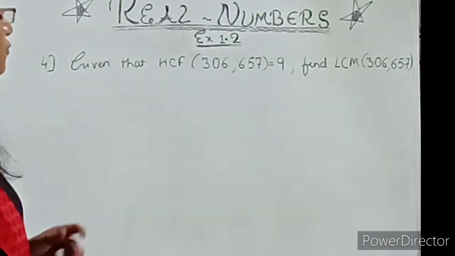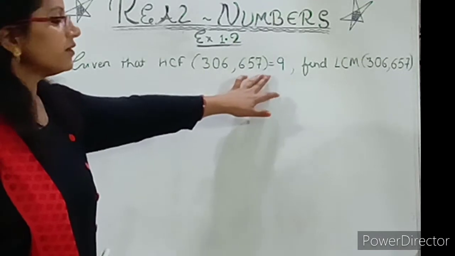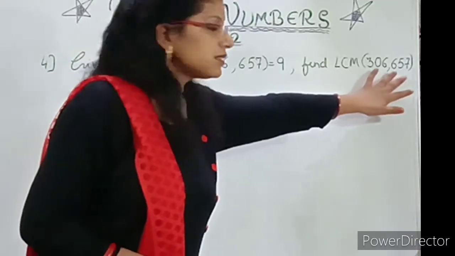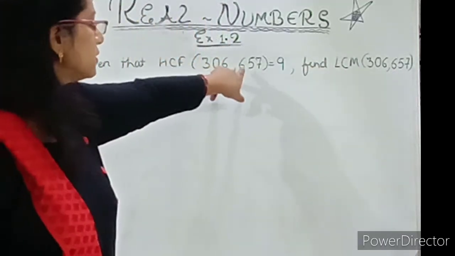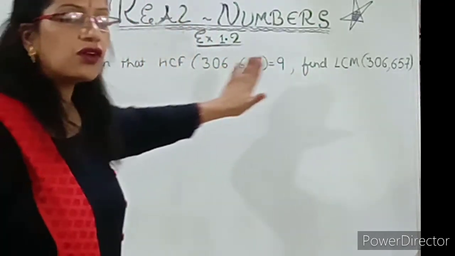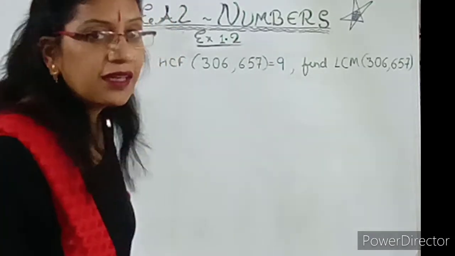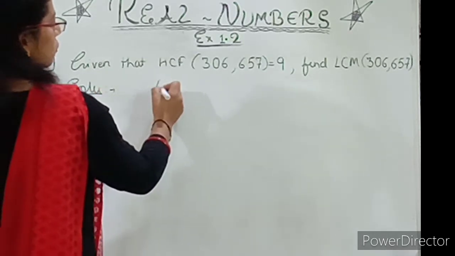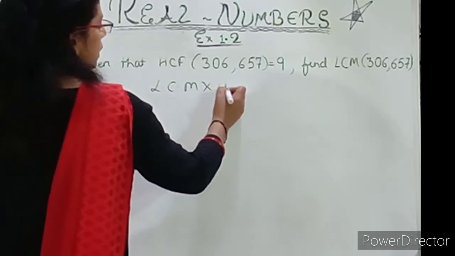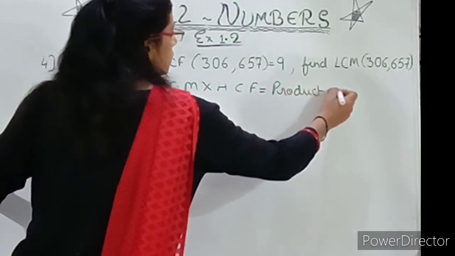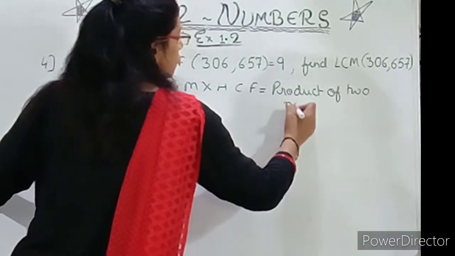So now question number 4 is, given that HCF of 306 and 657 is 9, find LCM of 306 and 657. That means these two numbers are given to you. HCF is given, you have to find the LCM. So I told you in the beginning one formula, and what is the formula? We know that LCM into HCF is equal to the product of two numbers.